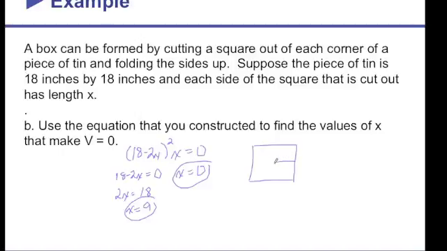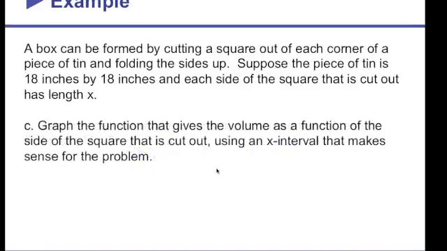And if we cut 9 out of each corner, this square is 9 on a side, and this square is 9 on a side, and this square is 9 on a side. We have nothing left to make a box with. Graph that function, which gives the volume as a function of the side of the square cut out, using x intervals that make sense for the problem.